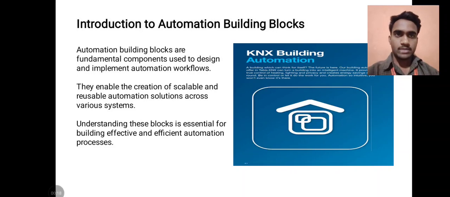Introduction to automation building blocks. Automation building blocks are fundamental components used to design and implement automation workflows. They enable the creation of stable and reusable automation solutions across various systems. Understanding these blocks is essential for building effective and efficient automation processes. By using these automation building blocks, we can work very fast.